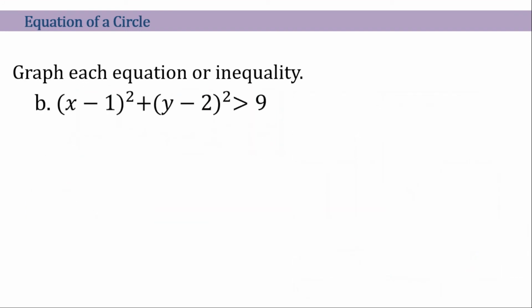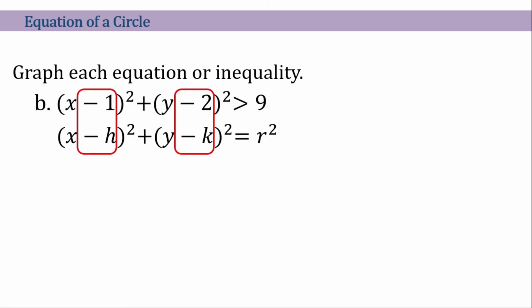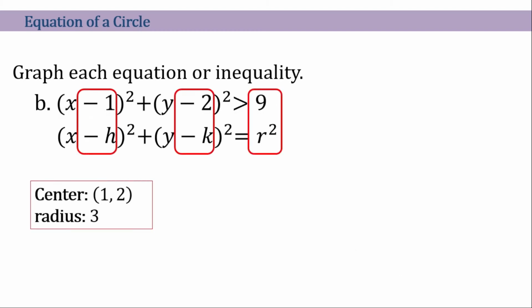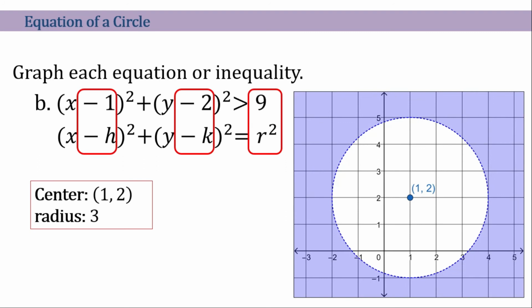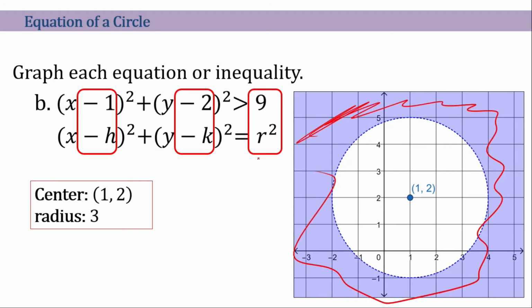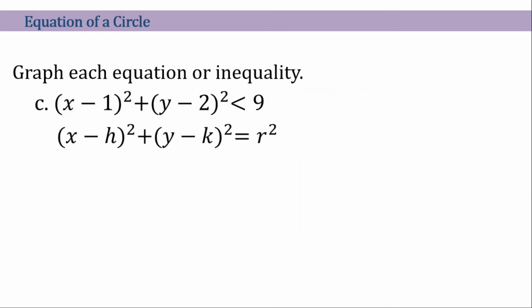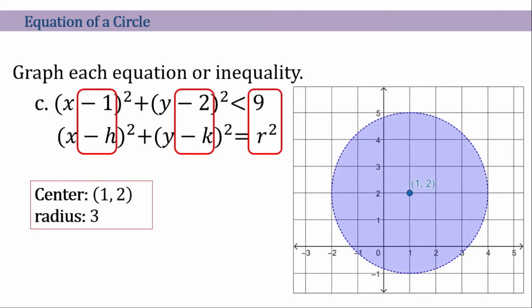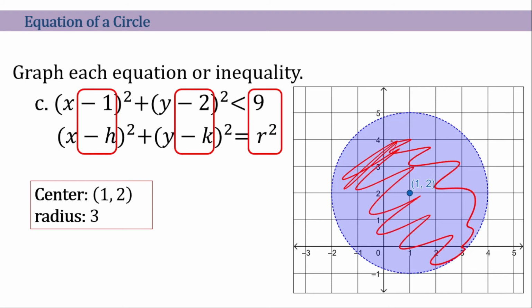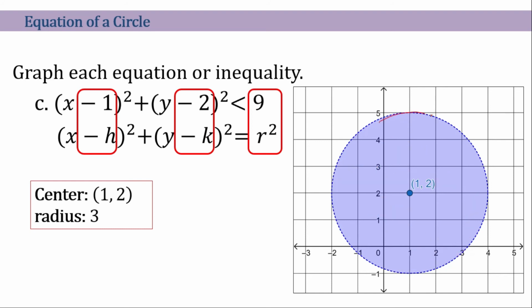The next one, letter B. See, same center and same radius, but we need to have a broken line, and let's shade all the outside region. That's how we graph this one. And lastly, this one is less than the radius. That's why all of the shaded region is found inside the circle with the broken boundaries.